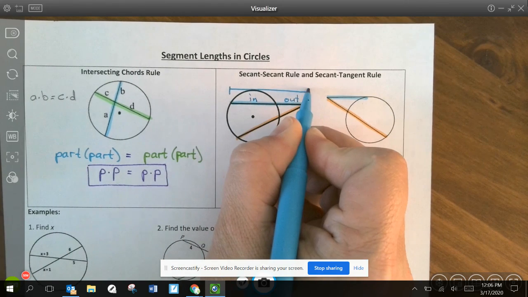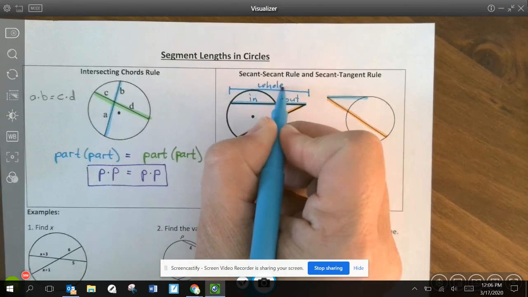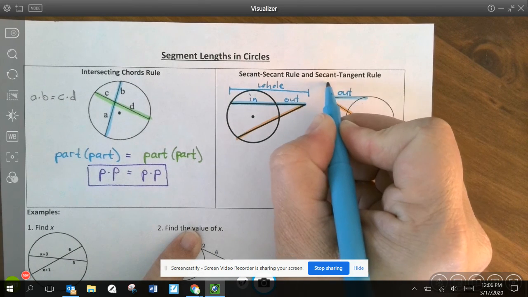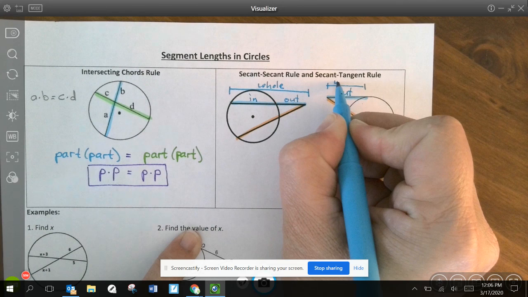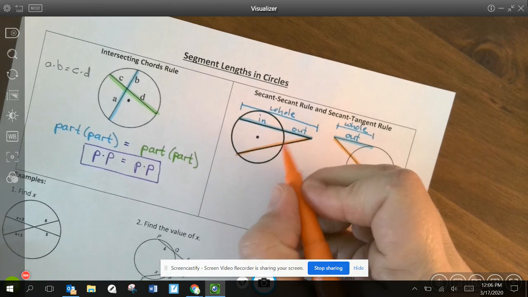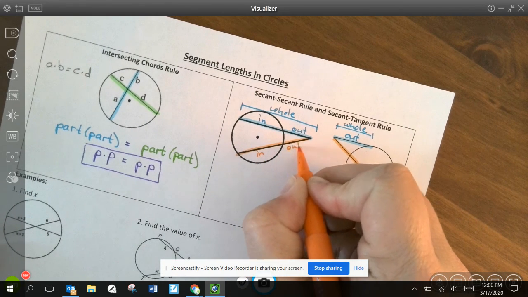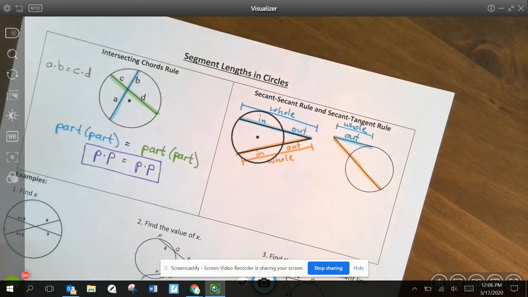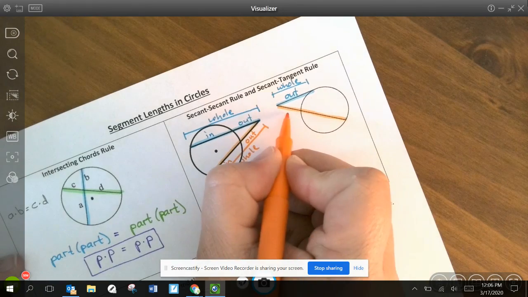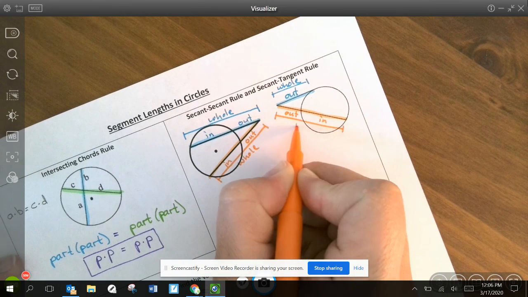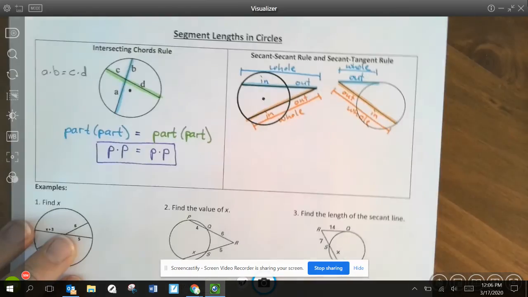But we also need to be able to look at the whole secant line. When we're dealing with a tangent, however, since the whole tangent line is outside the circle, the outside and the whole will be the same number. Okay. Looking at the orange ones here, we'll have an inside piece and an outside piece. And when we put them together, that's how we get the whole. And on the other side, we have an inside piece and an outside piece. And when we put them together, we call that the whole secant.